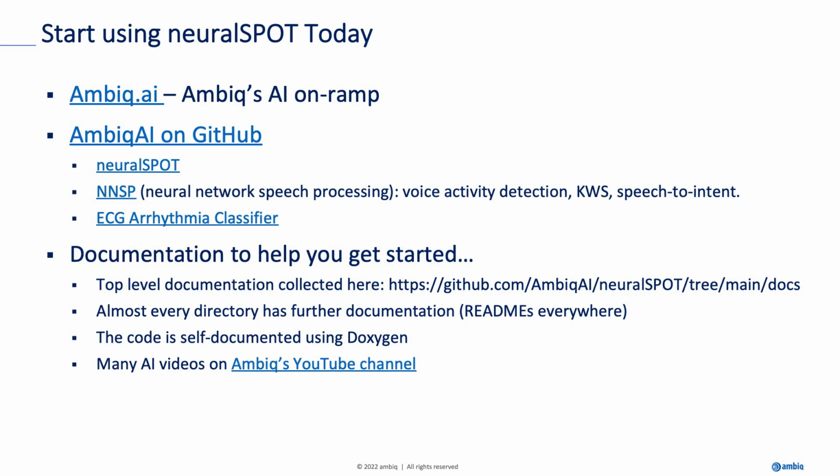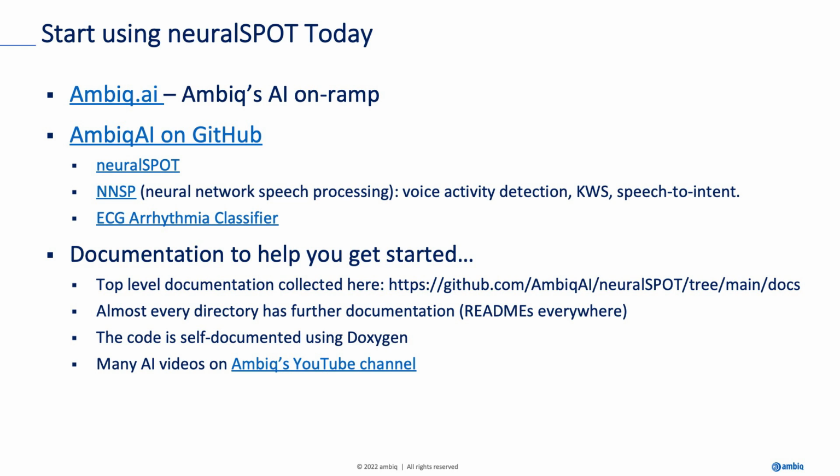I ask you to visit everything and leave us GitHub stars, right? So these are all the resources that are available today. The on-ramp is ambiq.ai, which is live. It includes some introductory articles, links to our models and so on. We have a GitHub page with 4 or 5 open repos, including neuralSPOT, NNSP, which is our neural network speech processing model. And those are actually 3 models. It's a voice activity detection model, a keyword spotter, and a speech to intent model.